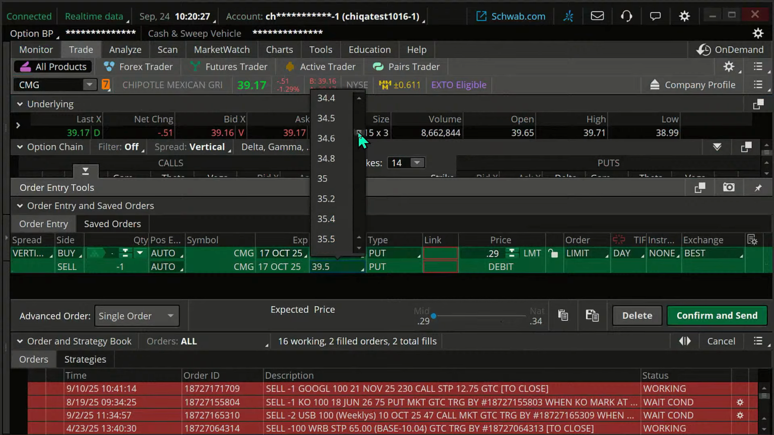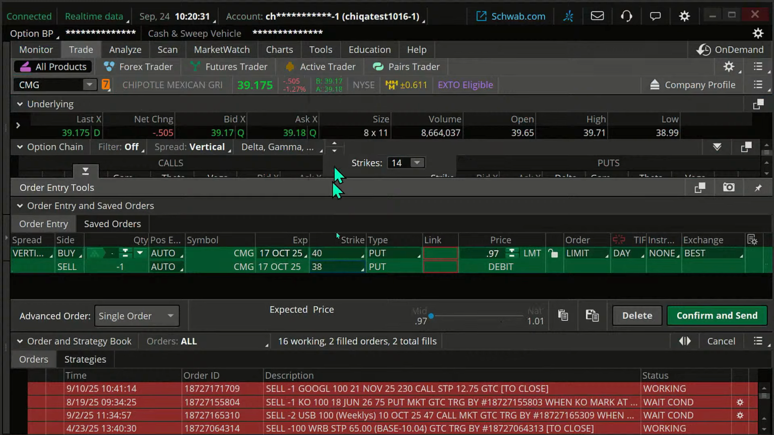Oops, what did I do? Just see if I can find 38 there. There's 38. 40 and 38, we're showing a 97-cent debit. We want the stock to go down to hopefully 38. That would represent our max gain at expiration. And then at expiration, 40 would represent our max loss.